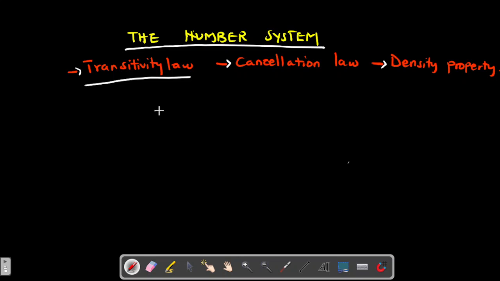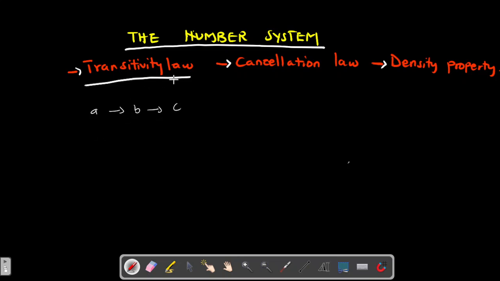Basically, in the ancient times where mathematics was evolving, they realized that they needed laws in order for them to simplify mathematical expressions. Transitivity simply gives an idea of transition. If I have a number A going into a number B, moving to a number C, that is showing transition. A goes to B, goes to C. That is the whole idea.